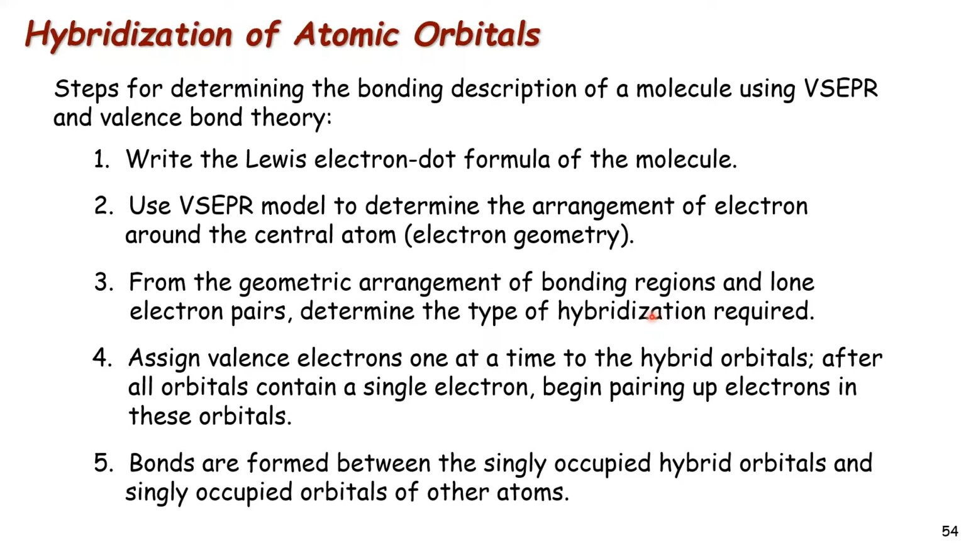And then if you do need more, you could use some of the d's. And then you're simply going to assign the valence electrons one at a time to the hybrid orbitals. After all the orbitals contain a single electron, so again, we're following Hund's rule, then we're going to begin pairing them up. And these are going to be the lone pairs around that particular atom. And then bonds are going to be formed between the singly occupied hybrid orbitals. And then the lone pairs will be the ones that are paired up.